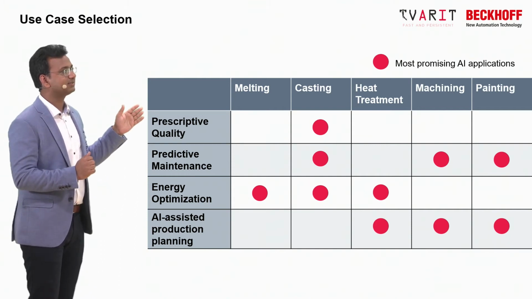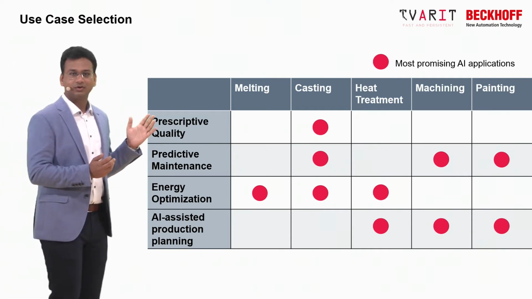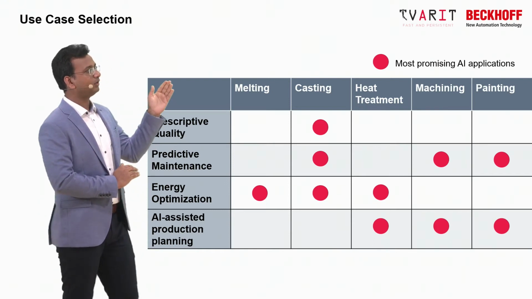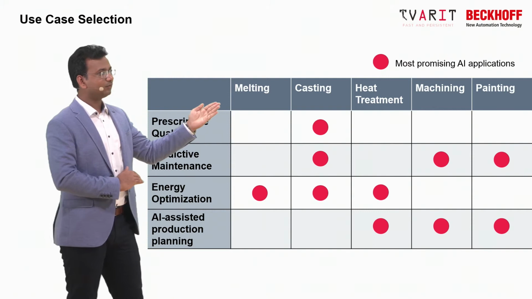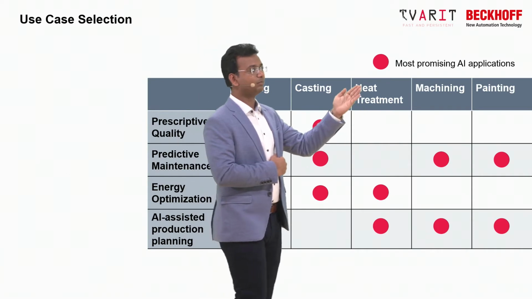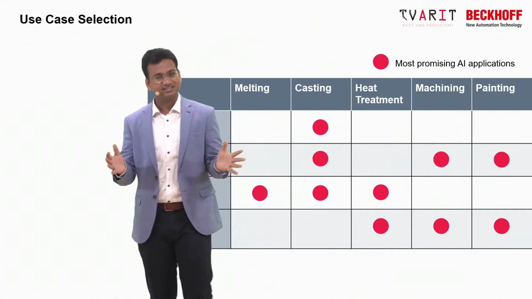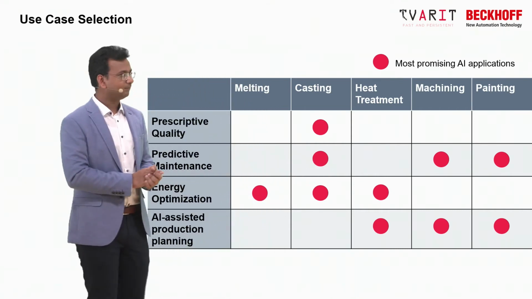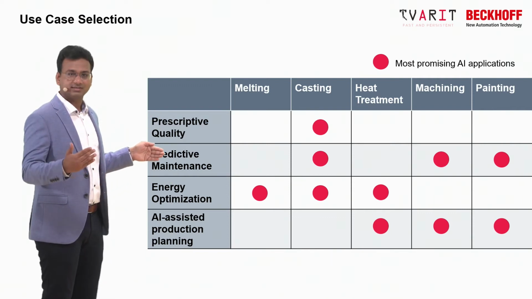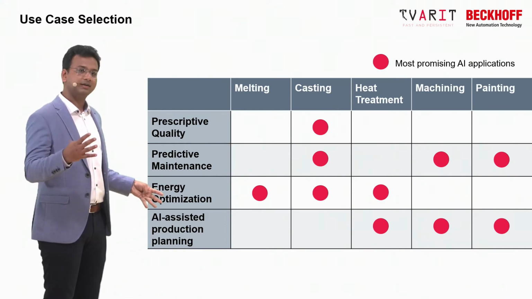What I am showing here is a use case selection framework. For a typical die casting industry, this is one example, but eventually this can also be applicable for your industry. Here on the top, I have written melting, which is process step number 1. Casting is process step number 2. Then heat treatment, machining, and finally, an automotive component gets painted. Once it is painted, the recipe is ready. It can be distributed. Now, on this side, I have explained the kinds of use cases: prescriptive quality, maintenance, energy initiatives, and then finally production planning initiatives.